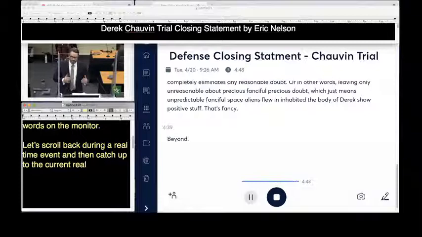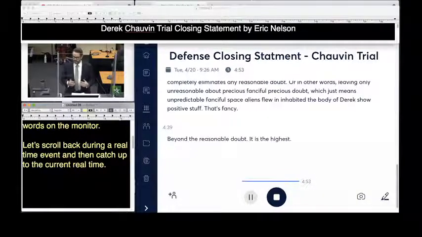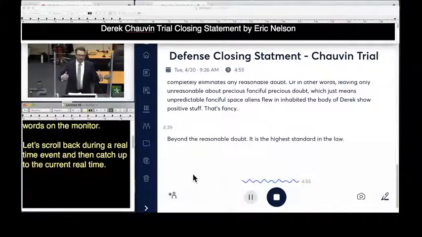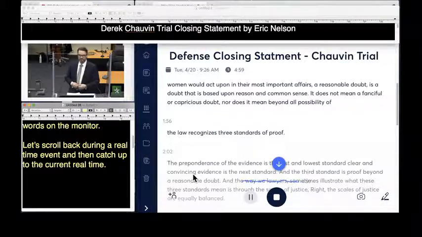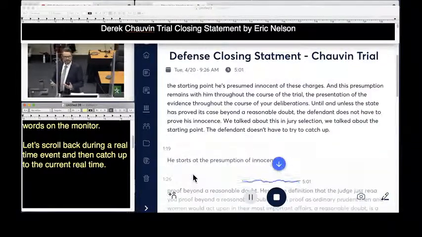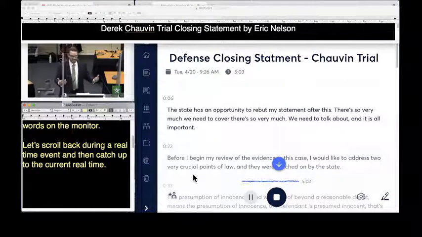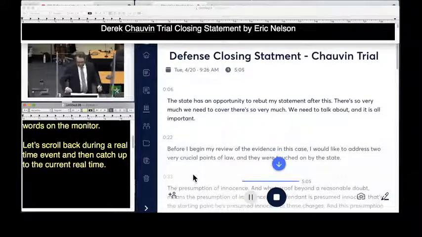Beyond a reasonable doubt is the highest standard in the law. It doesn't mean beyond all possibility of doubt, because I suppose space aliens may have been inhabiting his body, but that's obviously fanciful and capricious.